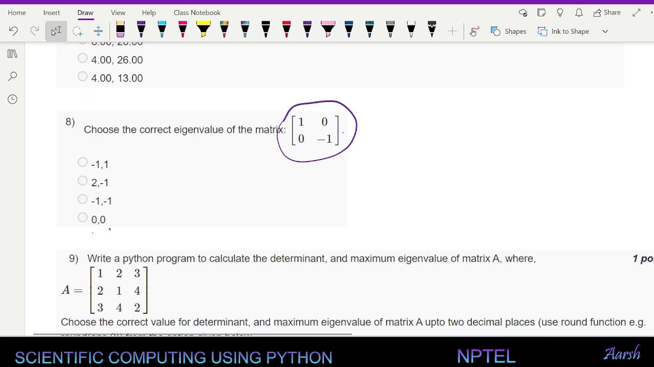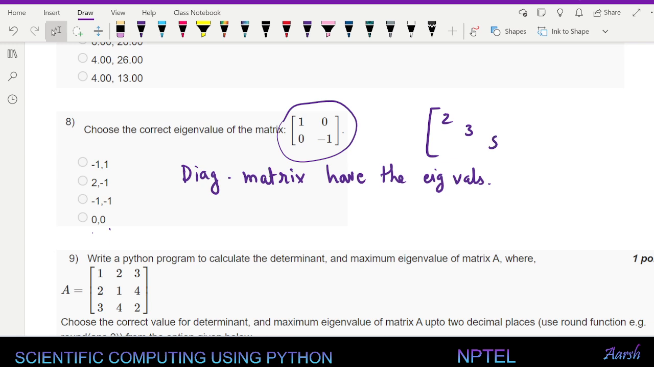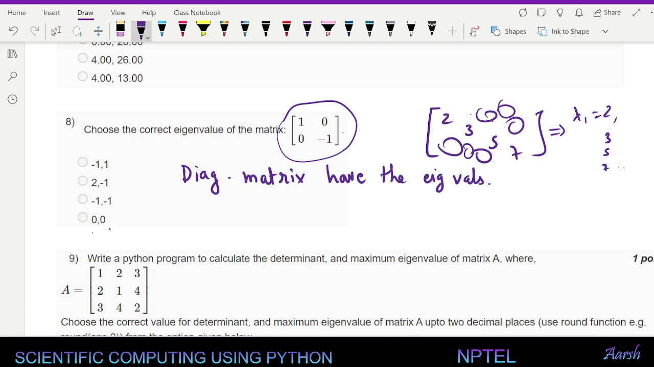So what's the idea? The idea is that diagonal matrices have the eigenvalues on the diagonal. For example, if you have something like 2, 3, 5, 7 on the diagonal and all others are 0, then its eigenvalues will be 2, 3, 5, 7, etc. And what would be the eigenvectors of this?